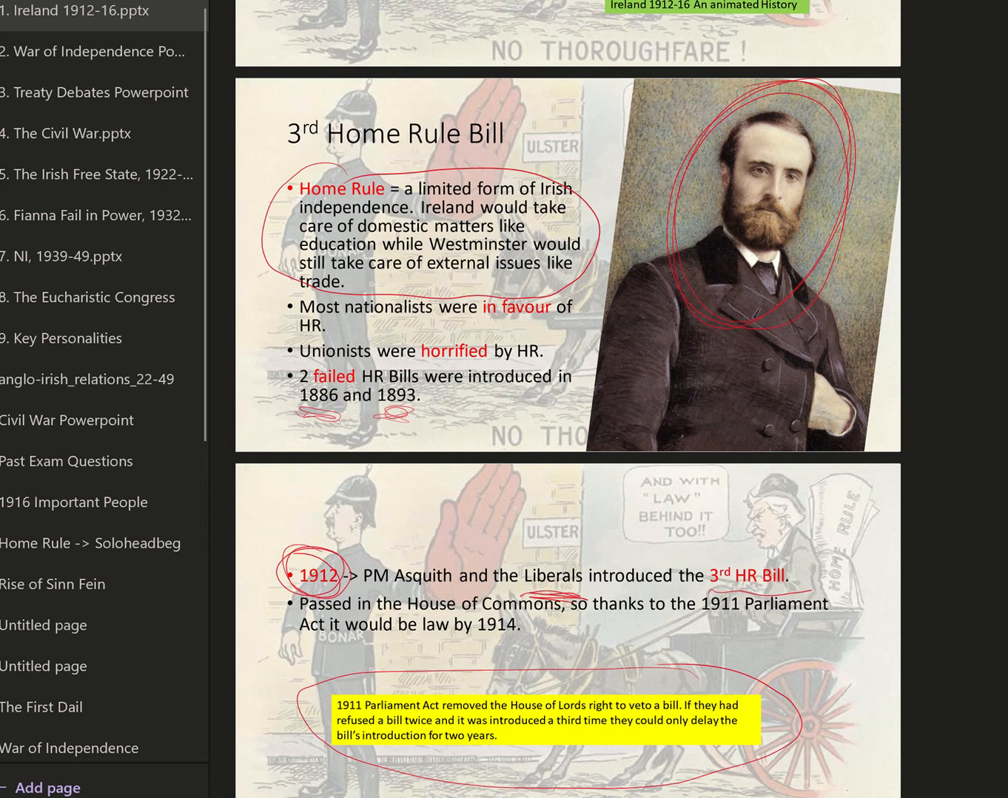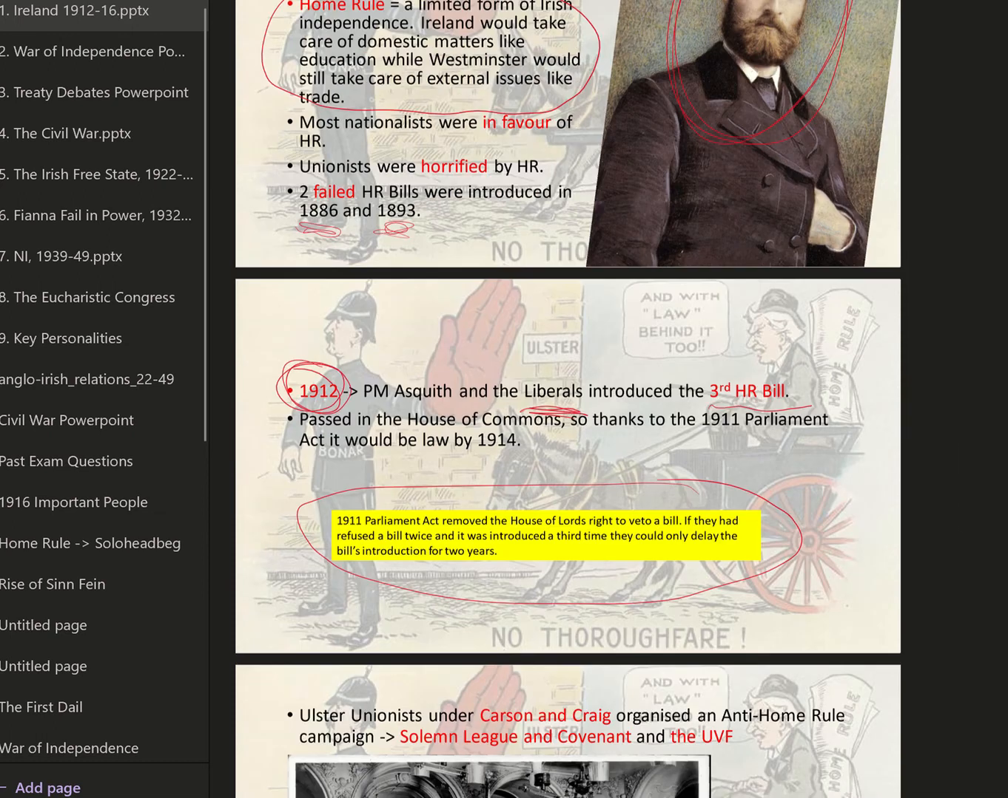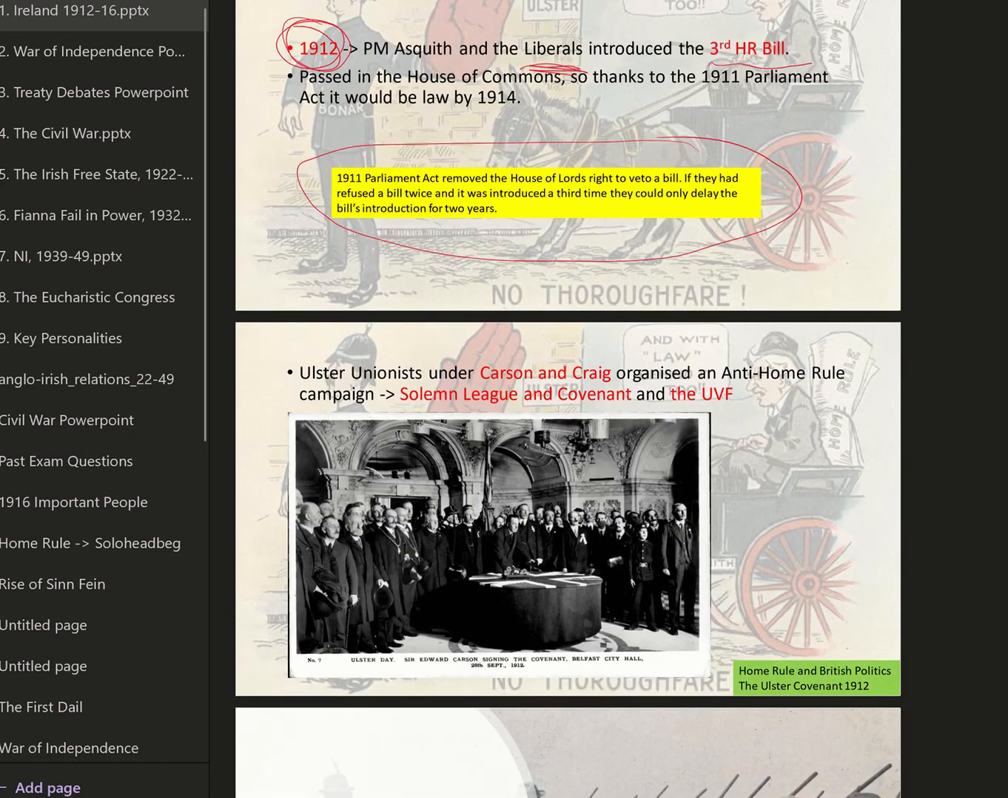So Ireland knew at this point, we're going to get Home Rule, because the only obstacle to Home Rule was the House of Lords. That was now essentially removed. But once it became apparent we were going to get it, the Unionists, particularly up in the north of the country, started to get a campaign together.